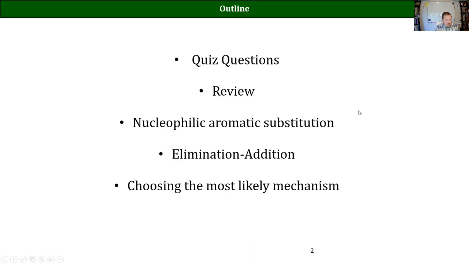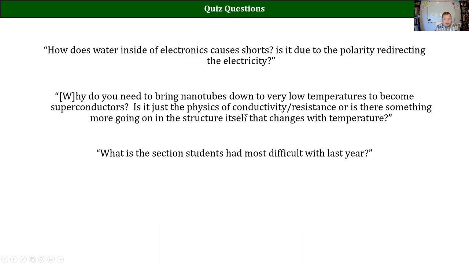We'll start with some review here. And the students that ask these questions aren't here right now, so we'll save these questions for another time.